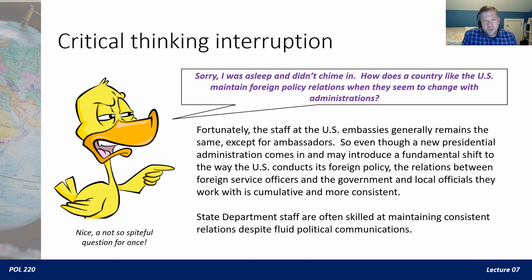Okay, here's the duck. He says, sorry, I was asleep. I appreciate that. How does a country like the U.S. maintain foreign policy relations when they seem to change with administrations?